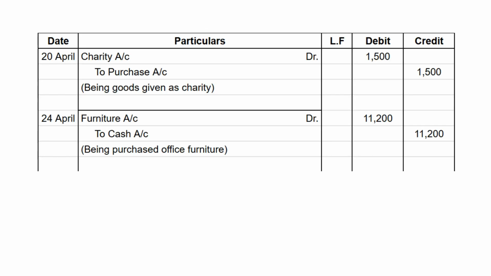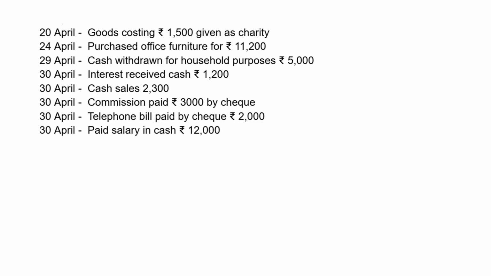24th April, furniture account debit 11,200 to cash account 11,200 and the narration is being purchased office furniture. Next. 29th April, cash withdrawn for personal use, rupees 5,000.